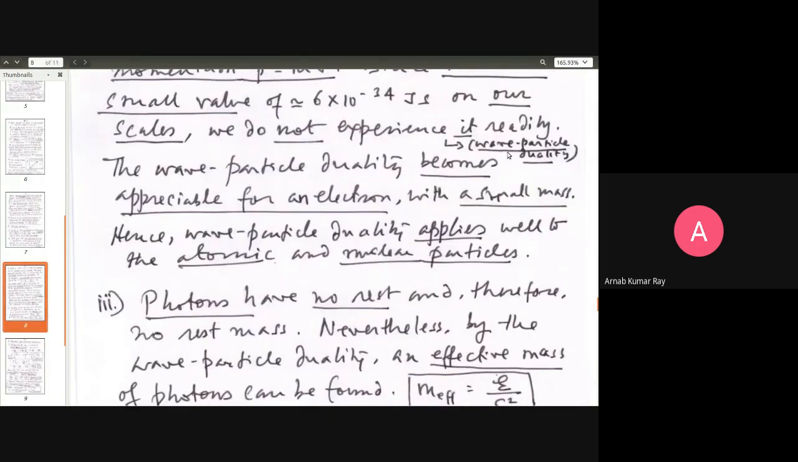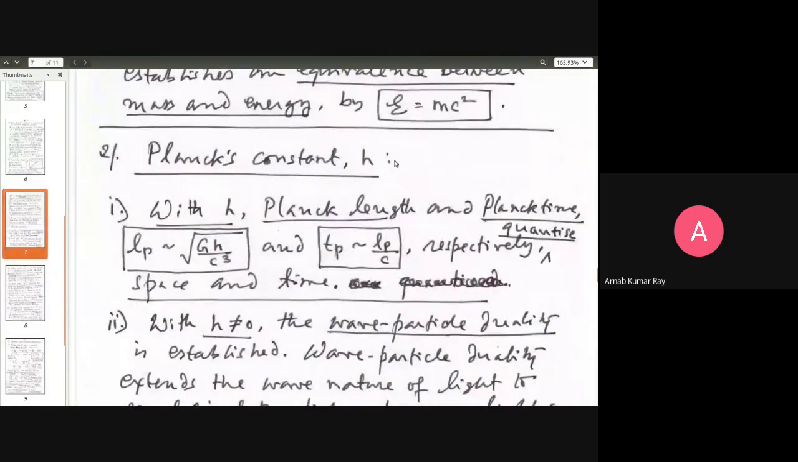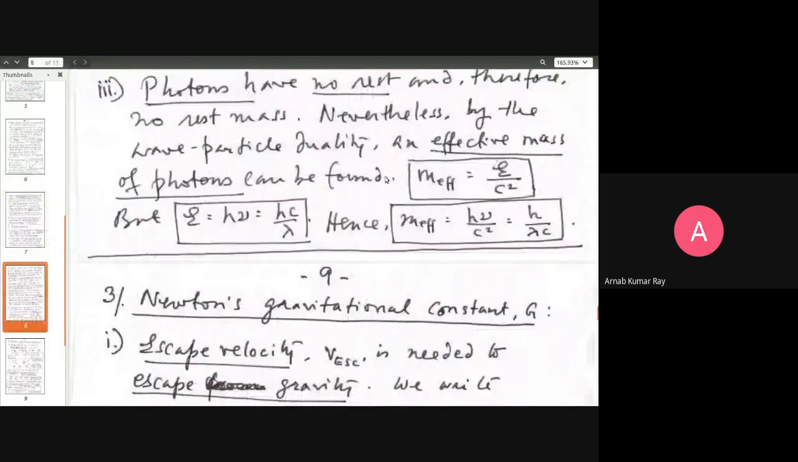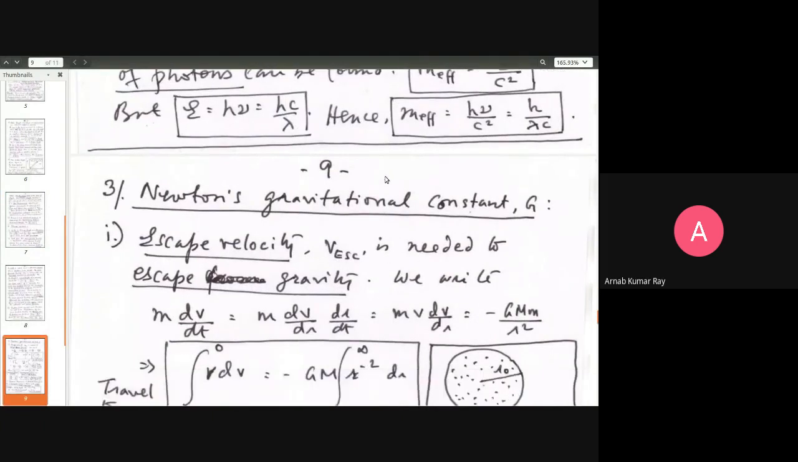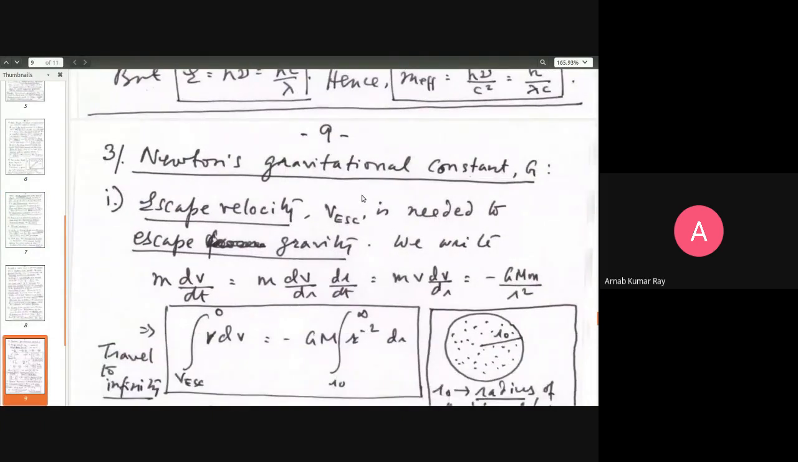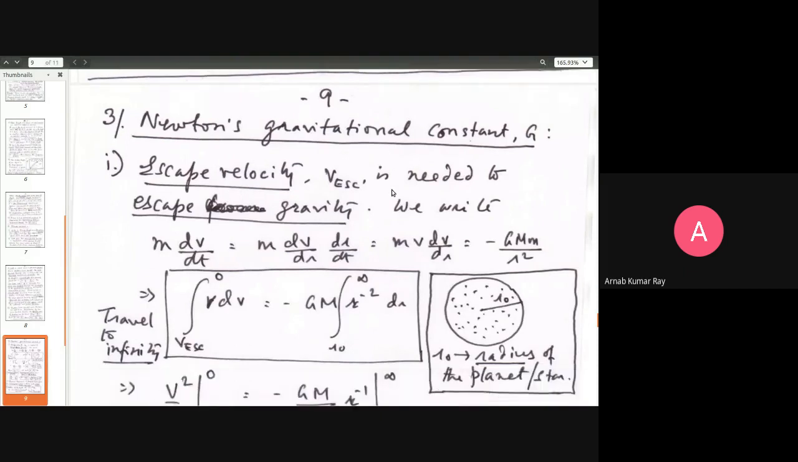Okay, so we have looked at the physical implication of Planck's constant. Now let us look at Newton's gravitational constant, capital G. In order to do so, we shall look at something that you are familiar with, namely escape velocity. What is escape velocity? You throw a tennis ball towards the sky. You are not a superman or superhuman, so you will throw it with a certain high speed, whatever human beings are capable of.